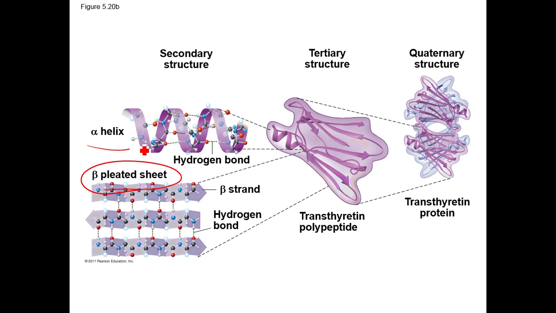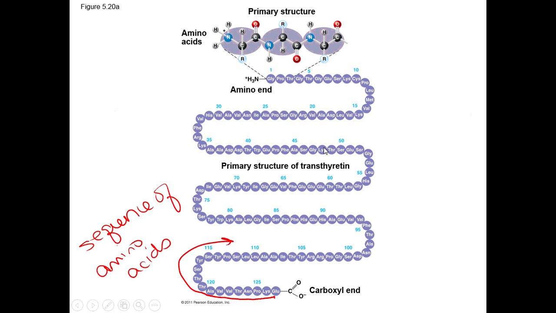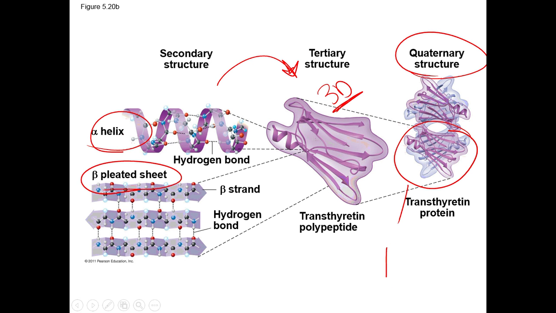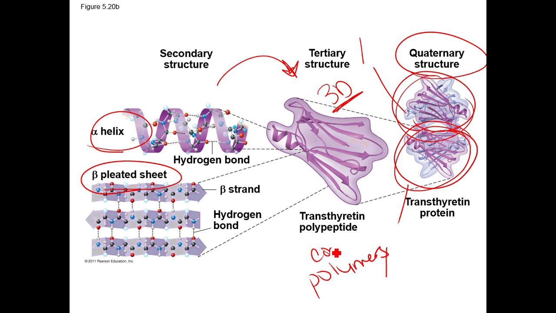You've got beta pleated sheets or an alpha helix. It doesn't matter that you know those. Understand that it's taking this primary structure and folding it into something more complex. Then the tertiary structure is when you take those folds, then how do you turn it into something 3D? Quaternary structure, not all proteins have this, but that is basically taking one protein here and another protein here and putting them together and actually making one large protein. So it actually is taking polymers and combining them.